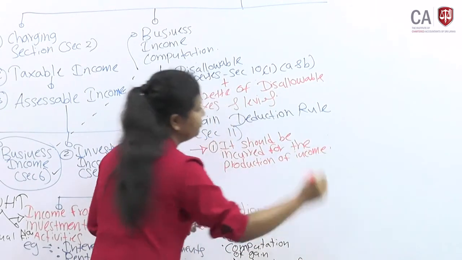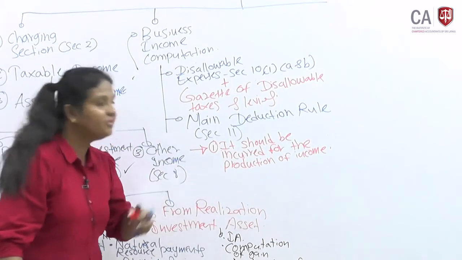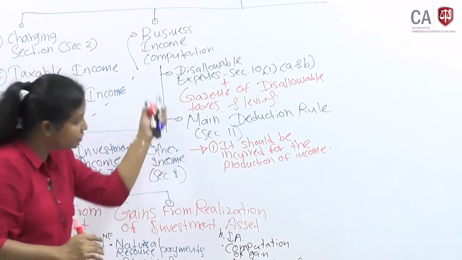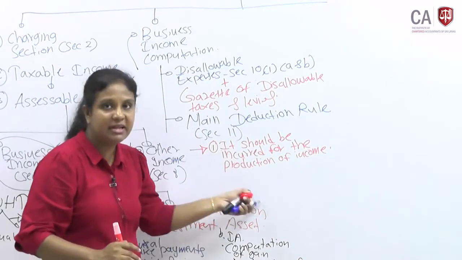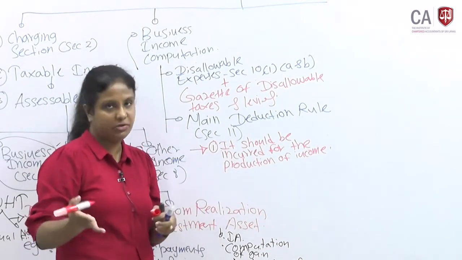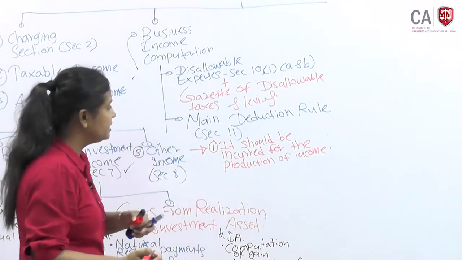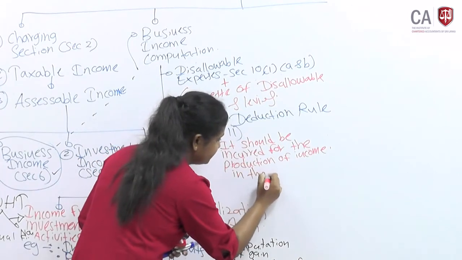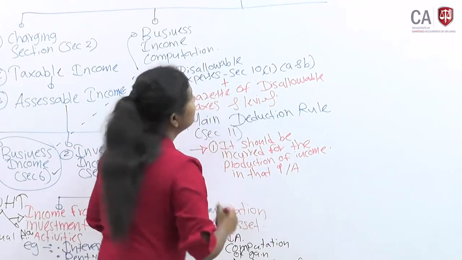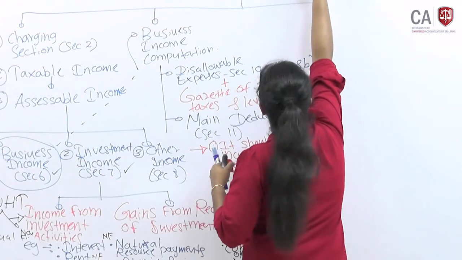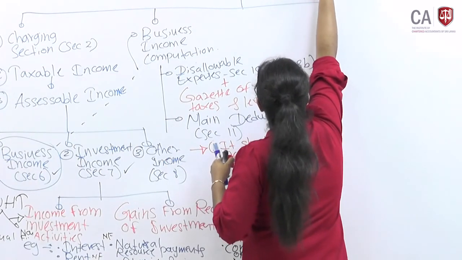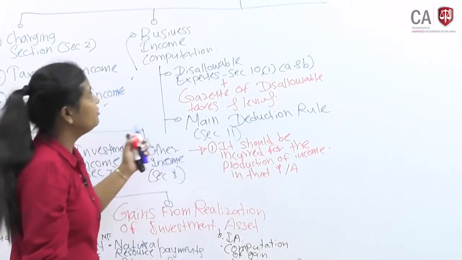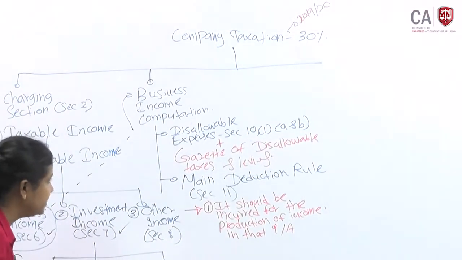Of that year of assessment. That's why we must know what is our principal business activity, to know the expenditure incurred to earn our revenue. Okay? Then it should be incurred for the production of income in that year of assessment. What is our year of assessment concerned? We are in the 2019-20 year of assessment, which is your testable year of assessment 2019-20.